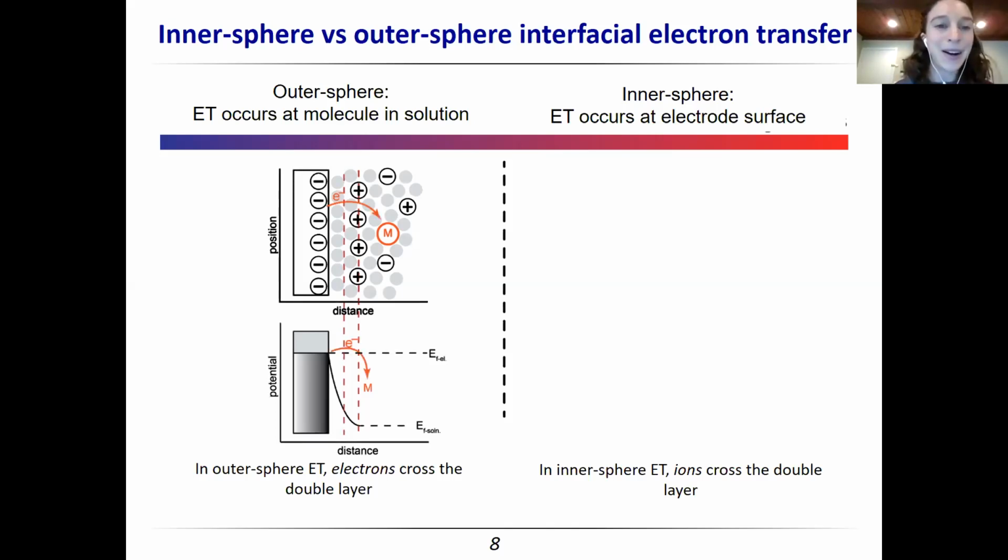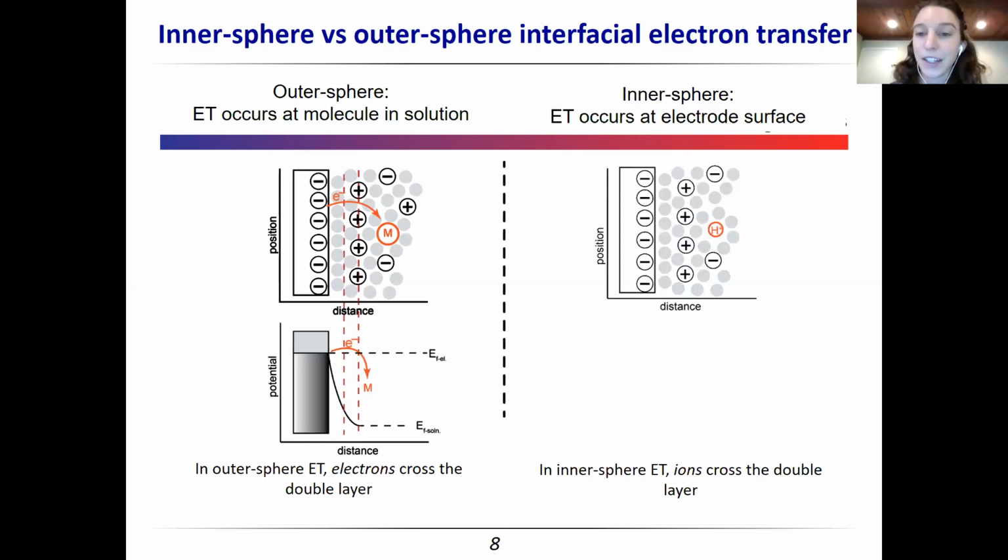Okay, so when I do outer sphere electron transfer between the electrode and a molecule in solution, I'm transferring an electron across this double layer. So it's starting at the electrode, it's transferring to the molecule in solution. The molecule and the electrode are not coming into contact, there's no bond formed, so we call this outer sphere.